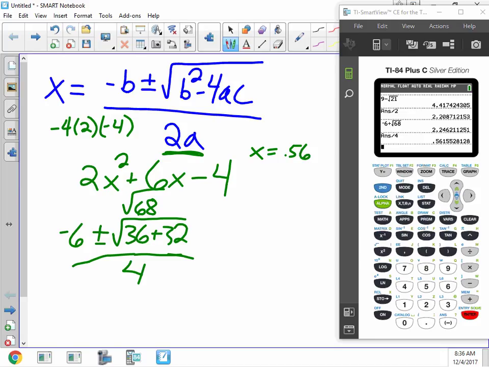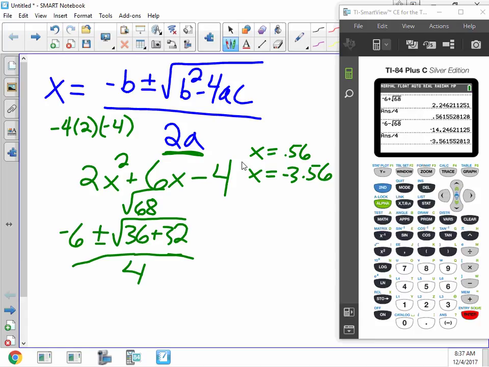Okay. And then negative 6 minus the square root of 68. And I push enter. And then divide that by 4. And I get x equals negative 3.56. Does that make sense? Okay. And once again, this formula will always work. It doesn't matter what your quadratic is. It will give you the roots.